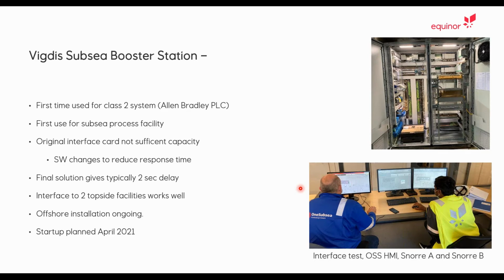So here again, the original interface card did not have sufficient capacity, which required us to make software changes in order to reduce the response time, in order to fulfill the requirements for the application. The final solution here gives typically a 2-second delay. Okay, so the interface between the two topside facilities, Snorre A and B, works very well. We do have commissioning activities ongoing as we speak, and are planning a startup of the system in April 2021.